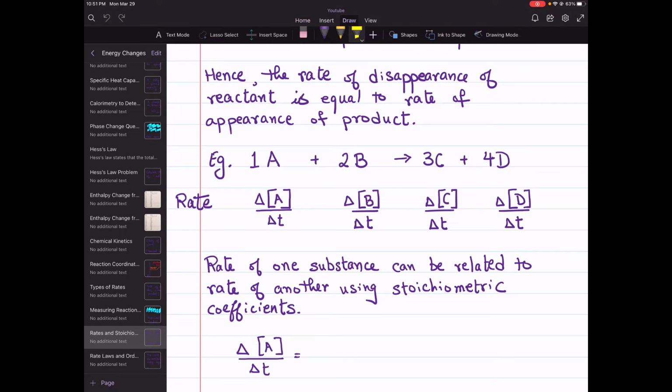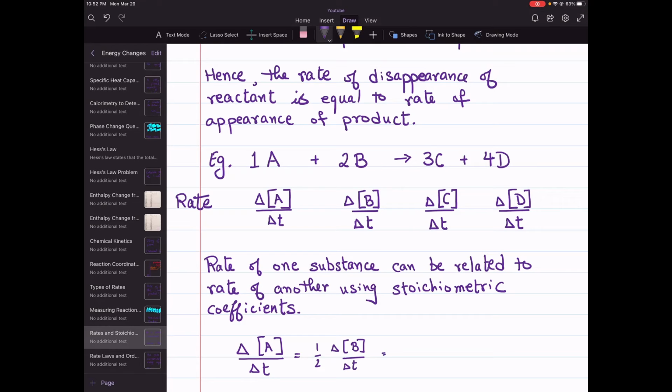So in terms of B, what would be the rate of change in concentration of A over change in time? Well, it is going to be half as fast as the change in concentration of B over change in time. The rate of change of A is going to be half as fast as the rate of change of B, because if you look at the chemical equation, 1A uses 2 B's to form the product. So the rate of change of A is half of that of B.